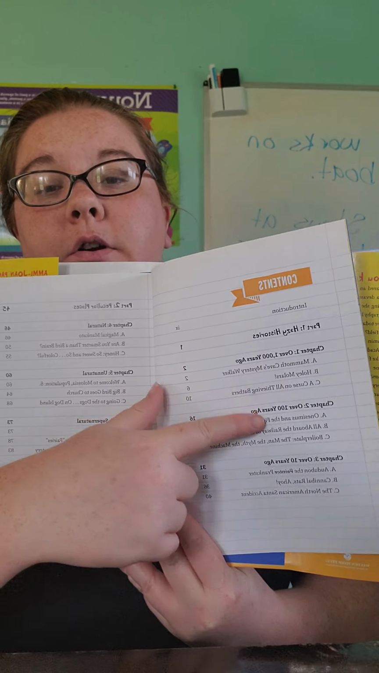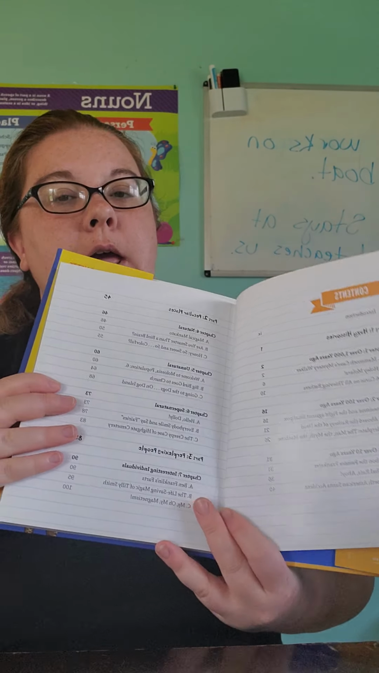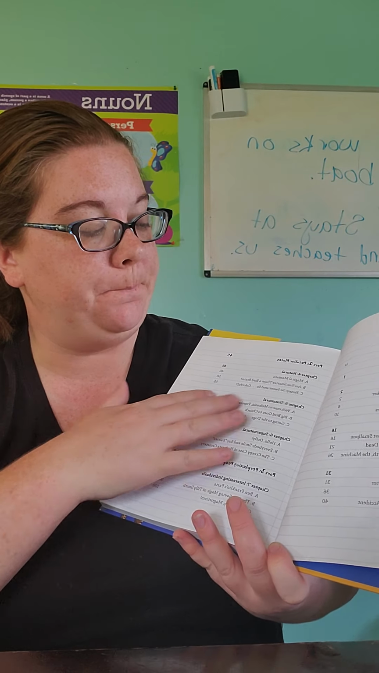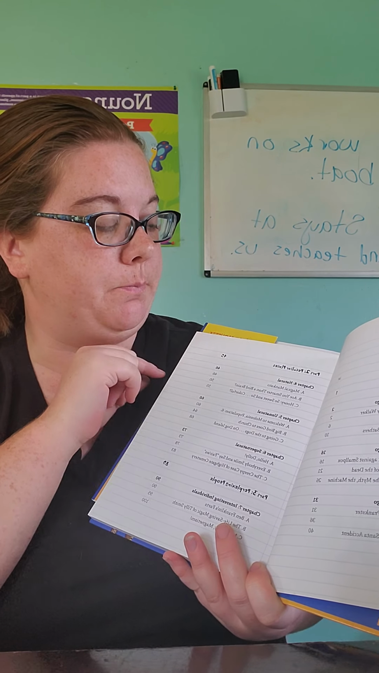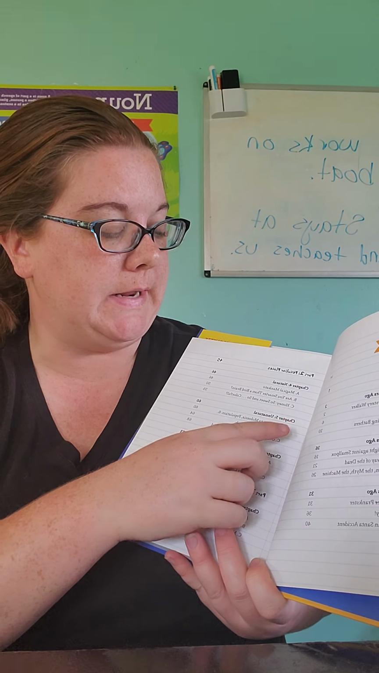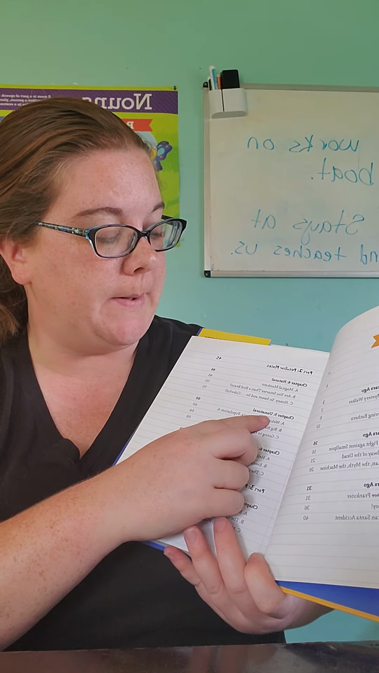And two of those stories are true, and one is false. And then your next part is called Peculiar Places. Chapter 4 is Natural. Chapter 5 is Unnatural. Chapter 6 is Supernatural. Then part 3 is Perplexing People.